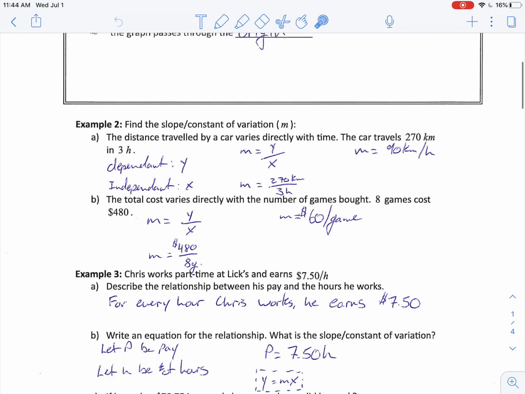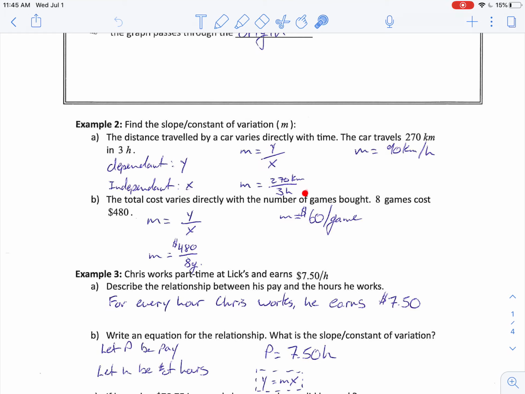So, a few examples here. Find the slope or constant of variation, which is our m value. The distance traveled by a car varies directly with time. The car travels 270 kilometers in 3 hours, while our dependent is y and our independent is our x. Using the equation m equals y over x, that's the same as writing 270 kilometers over 3 hours, right? Because our independent would be time and our dependent would be distance.